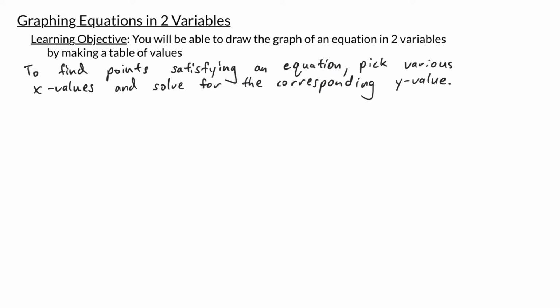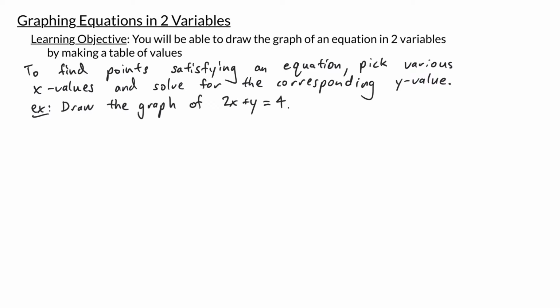What we can do is pick various x values. We'll take those x values, plug them into the equation, and then try to solve for the corresponding y value. This will guarantee that the x and y values together will satisfy the equation. To help us organize the pairs of x and y values that we find, we typically make a table of values. Let's look at how we would go about doing this for the equation 2x plus y equals 4.